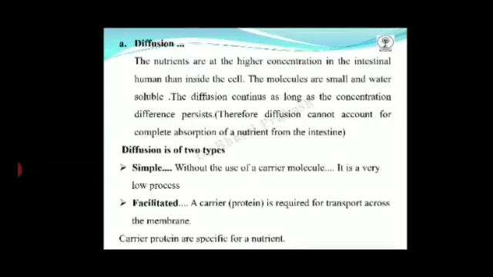Diffusion is of two types, simple diffusion and facilitated diffusion. Simple diffusion is without the use of a carrier molecule. It does not require a carrier molecule, but this is a very slow process. In facilitated diffusion, a carrier is required, which is usually a protein, for the transport across the membrane. Carrier proteins are specific for a nutrient.